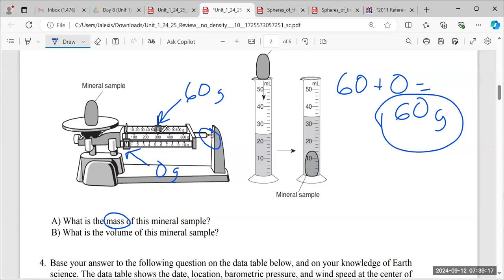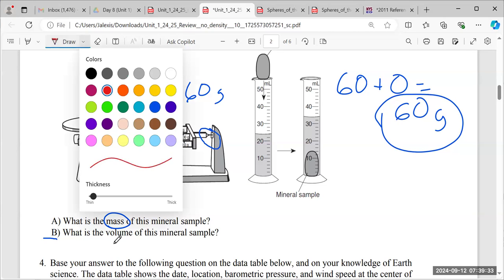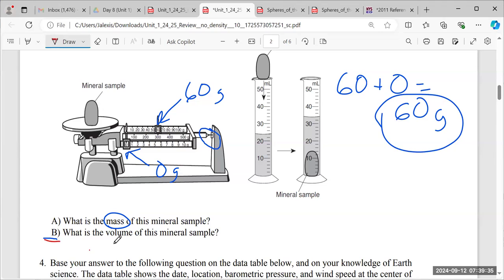Remember, when you're looking for the mass using a triple beam balance, you're going to add up all the numbers that the weights are highlighted in. Okay? For B, it says, what is the volume of the mineral sample? Let me change this in red now. All right? What is the volume of this mineral sample?